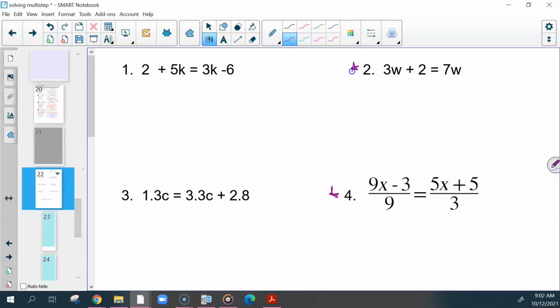So for number 2, I need to get all the variables to the same side. So I would start that off by moving my 3w so it's over here, and then dividing. For your final answer, you can leave it as a fraction or a decimal unless it says specifically leave as a fraction.